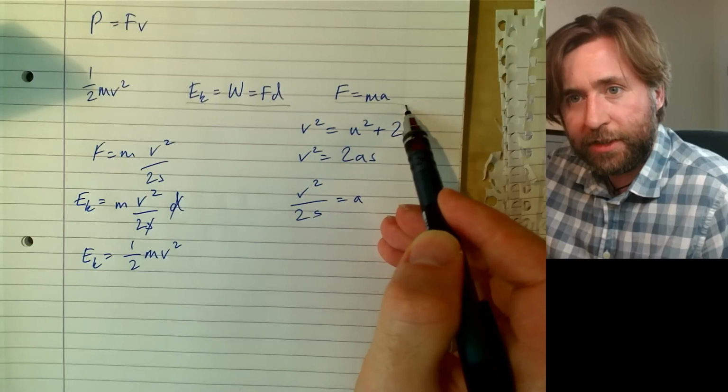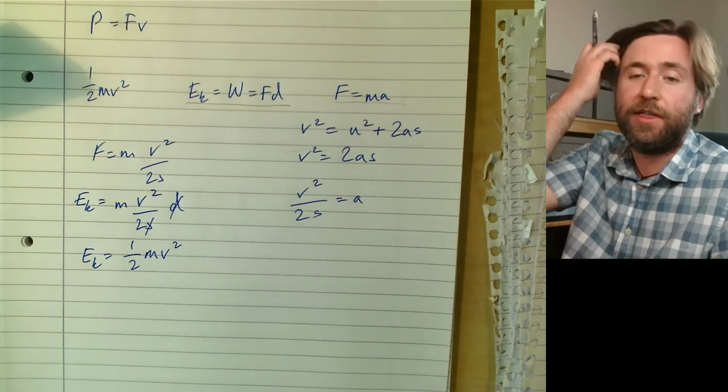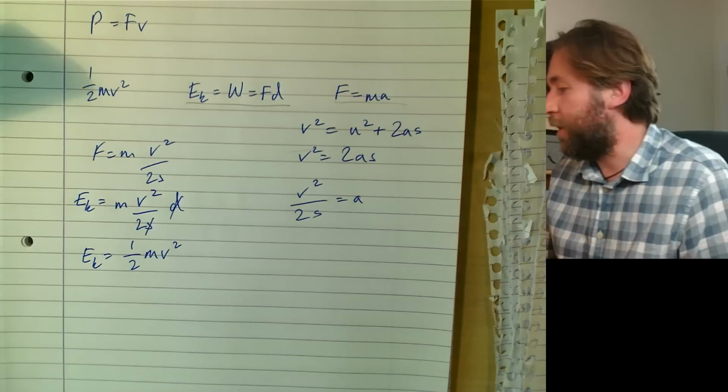Newton's second law being this here, and an equation of motion with v squared and a factor of 2 in it to give you the half. Okay, I hope that makes sense to you all.